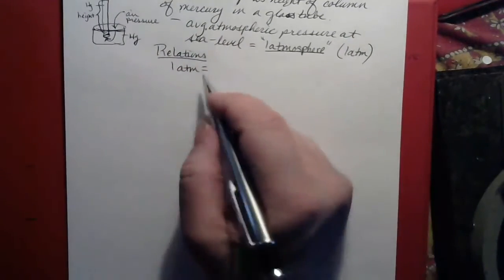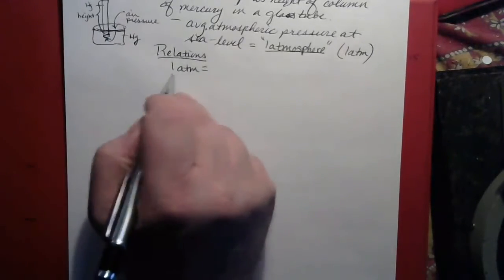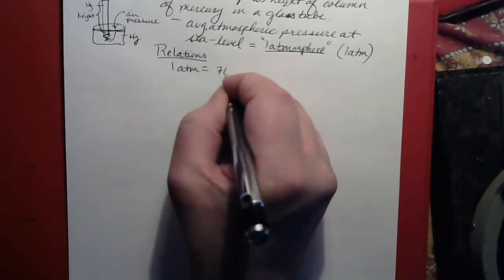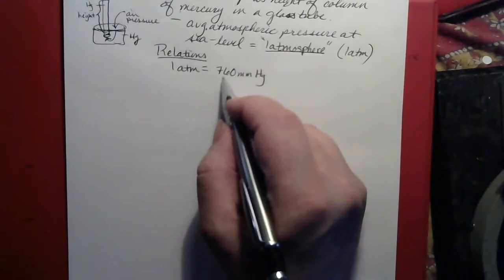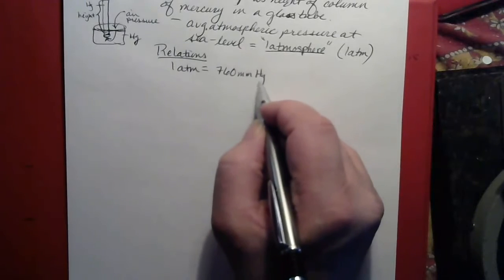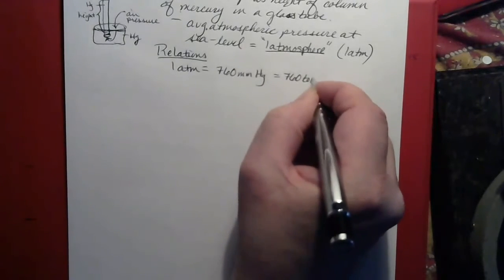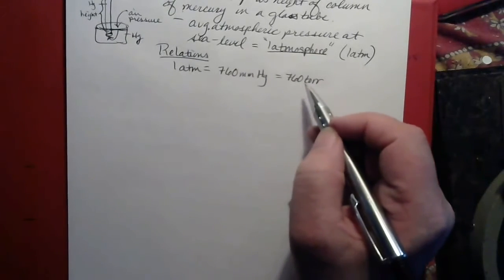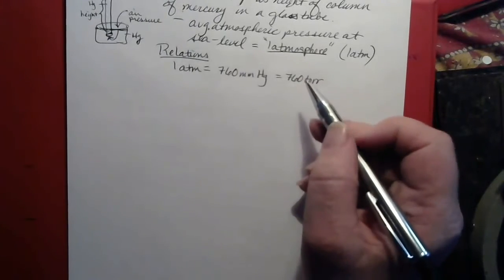would be as follows. 1 atmosphere would be equivalent, in a mercury barometer, to a column of mercury that's 760 millimeters tall. That is the average atmospheric pressure at any given moment at sea level. So we call that 760 millimeters of mercury. The millimeter of mercury is also known as the torr. Torr is just short for Torricelli, which is the name of the guy who invented the mercury barometer.